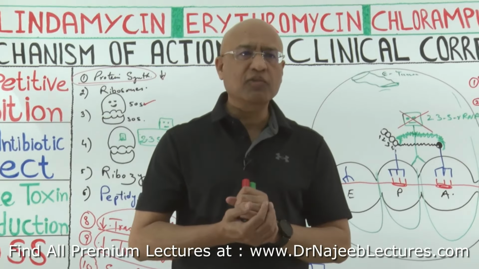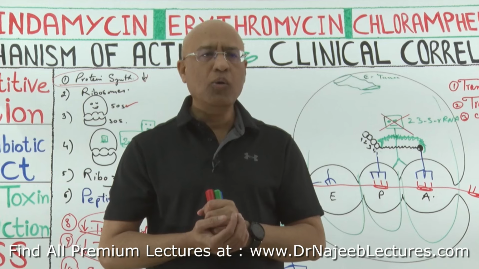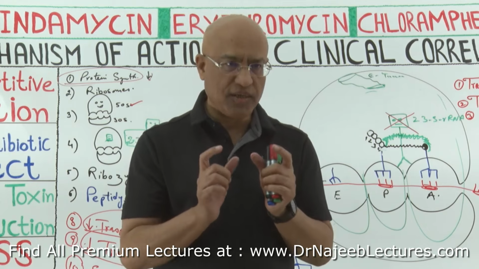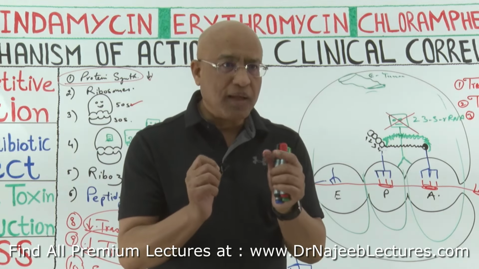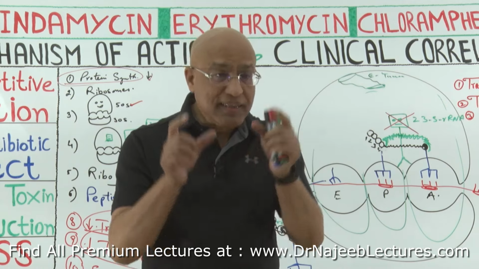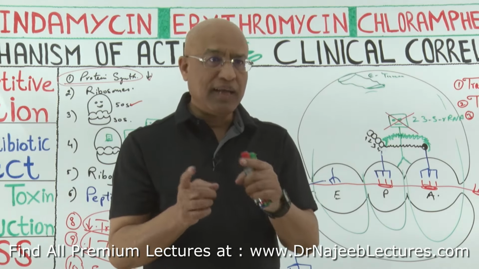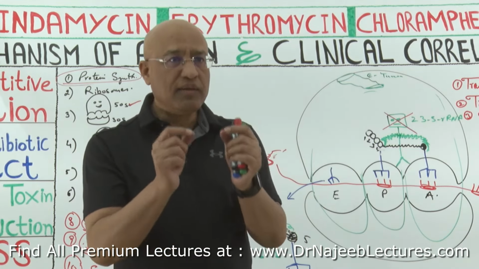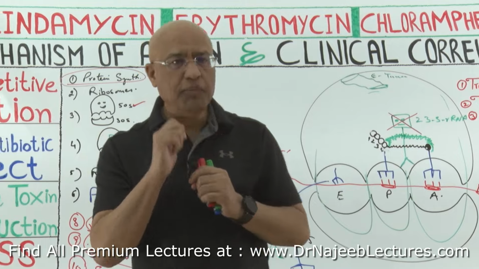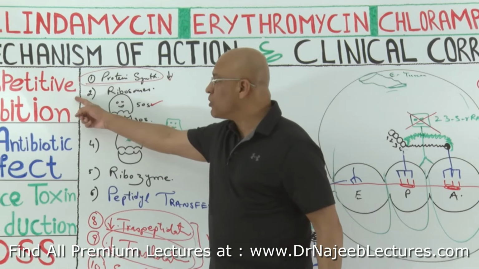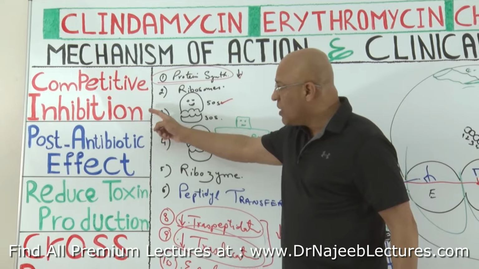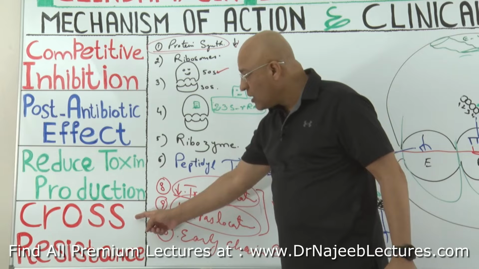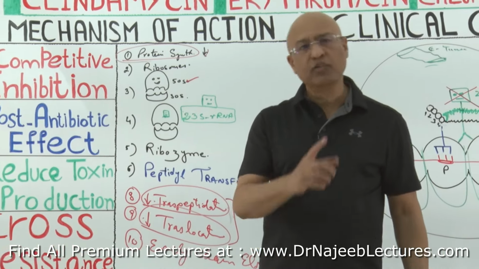If this is clear, now I will explain how these three groups of antibiotics slightly differ in their action. Because they slightly differ in their mechanism of action, in transpeptidation and translocation, that understanding will help you understand how these drugs produce competitive inhibition, how some of these drugs produce post antibiotic effect, and how some of these drugs lead to cross resistance. Let's go to that now.